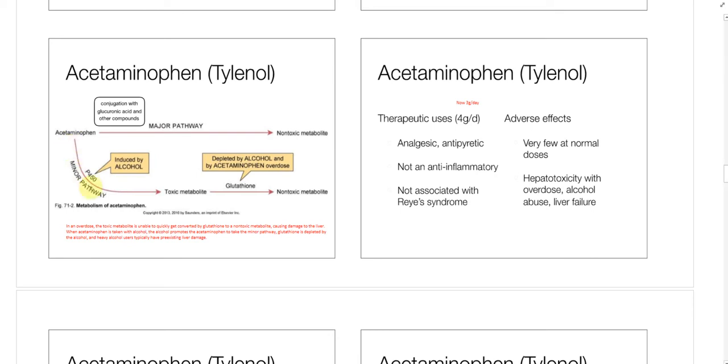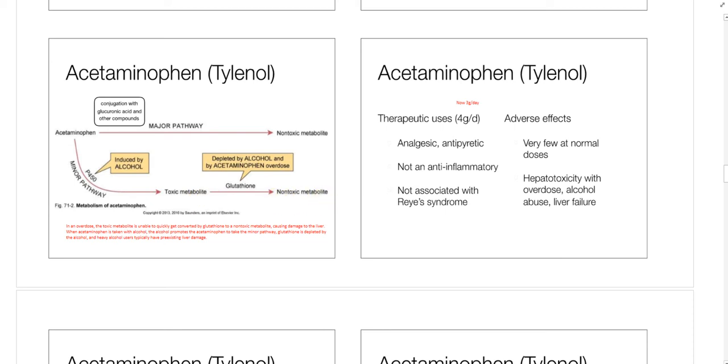Sometimes it goes through the minor pathway as well. It tends to go through both, just more often than not, more of it will go through the major pathway. More of it will go down through the minor pathway if a patient is also taking a lot of alcohol. If it does so, it has to go through this stage of being a toxic metabolite until glutathione then converts it from a toxic metabolite to a non-toxic metabolite.